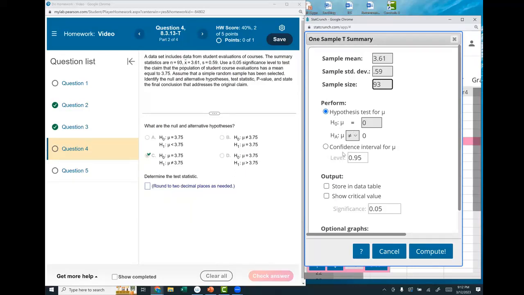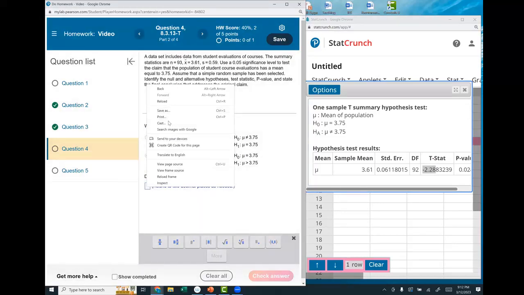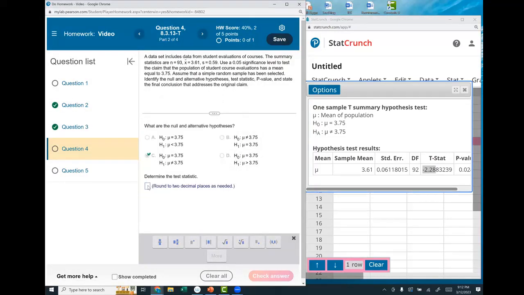Our hypothesis test, we just have to really look here. We don't have to think again. 3.7. Oh, I actually have that number here, 3.75, and not equal to 3.75, and compute. And there's our test statistic right here. And we want to round to 2 places. So that last number is going to be a 9. Try one more time.